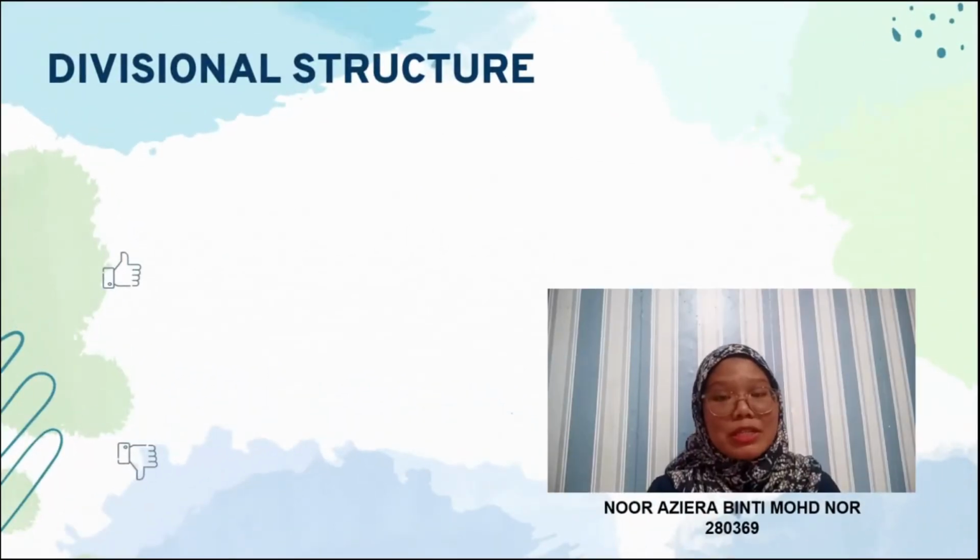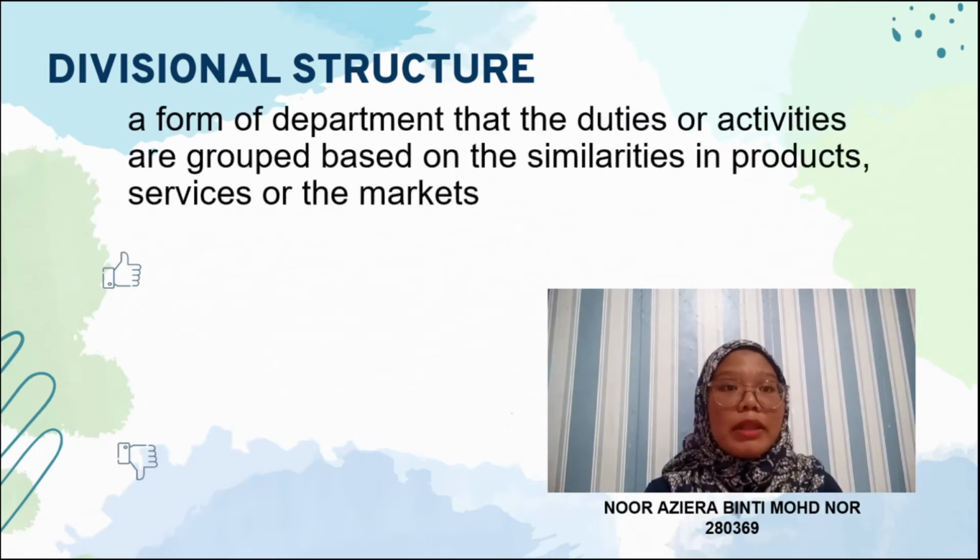Next is divisional structure. Divisional structure is a form of department where the duties or activities are grouped based on the similarities in products, services, or markets. Division of departments is based on three aspects, which are geography, customer, and product. Each department has its own functional department to ensure the process of production and marketing of certain products.